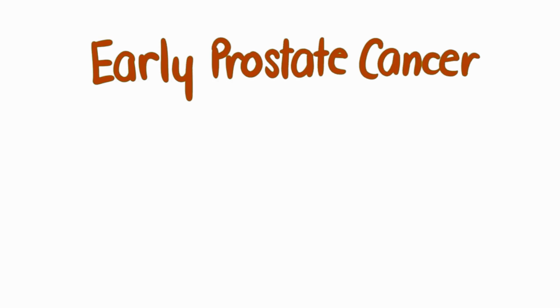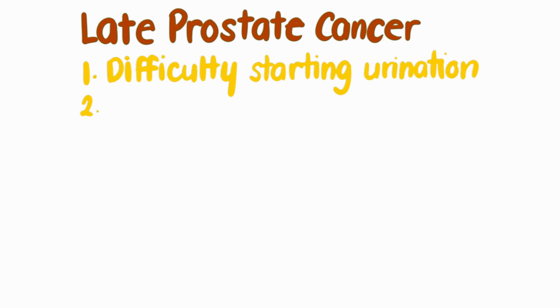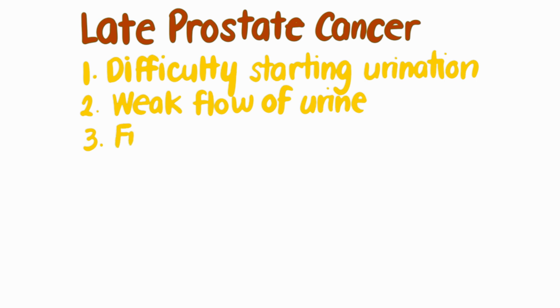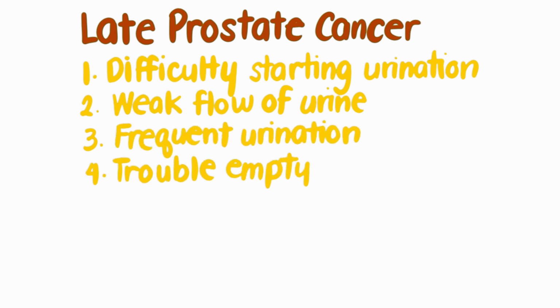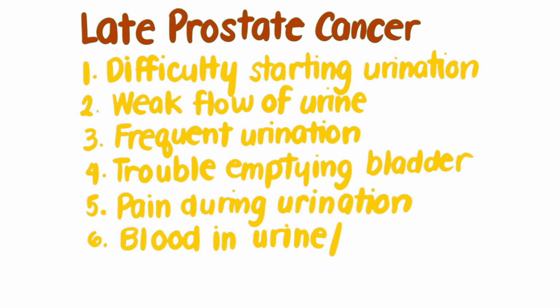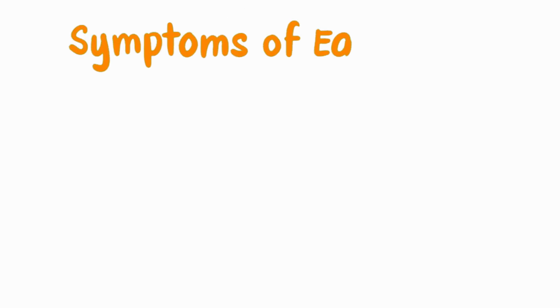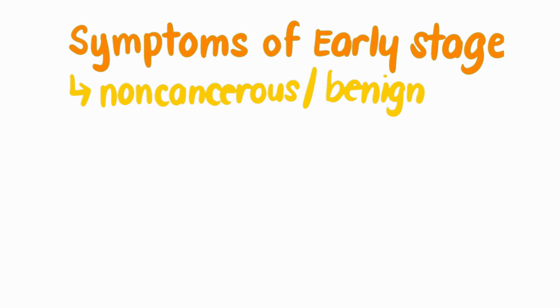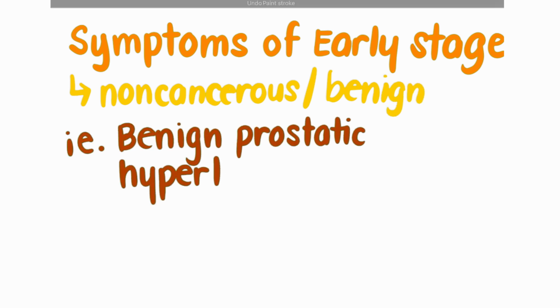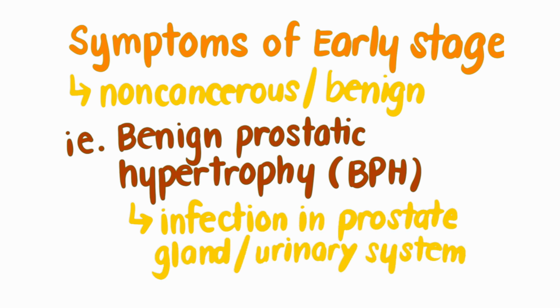A patient with early prostate cancer is frequently asymptomatic. However, late-stage disease and sometimes early-stage disease may exhibit signs and symptoms such as difficulty starting urination, weak or interrupted flow of urine, urinating often, especially at night, trouble emptying the bladder completely, pain or burning during urination, blood in the urine or semen, and painful ejaculation. Many symptoms of early prostate cancer can also be attributed to benign, non-cancerous prostate diseases, such as benign prostatic hypertrophy or BPH, or infection in the prostate gland or urinary system.